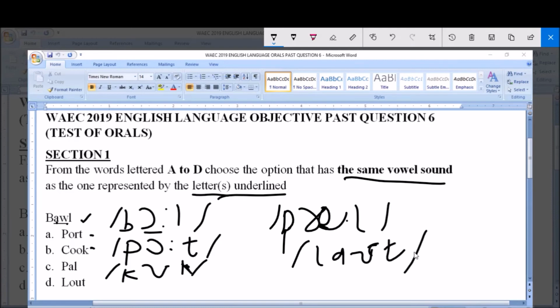Lout. So we can see that option A, which is pot, has the same vowel sound as in ball. Therefore, the correct answer is option A, which is pot.